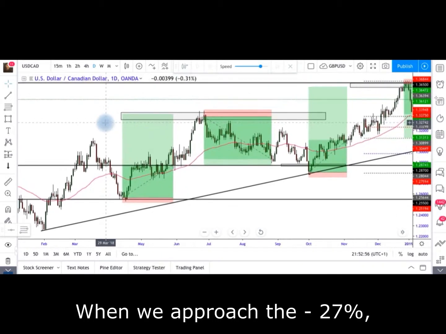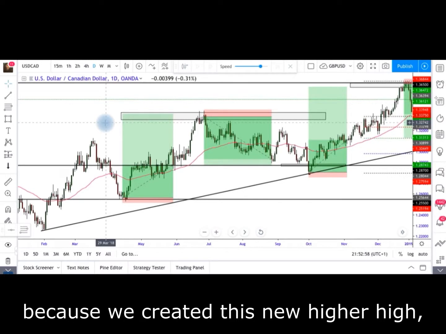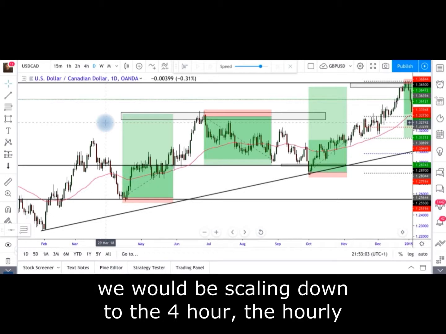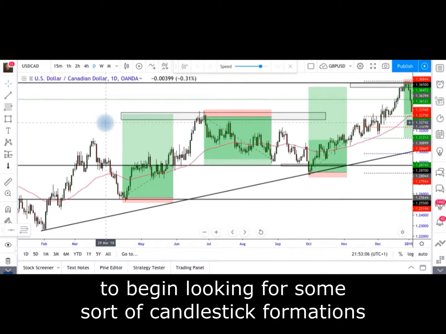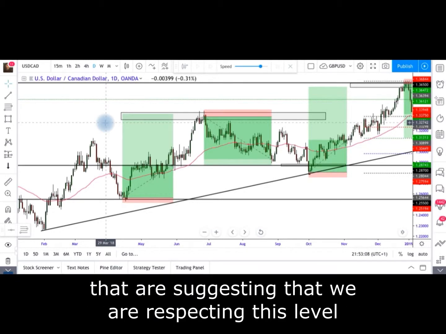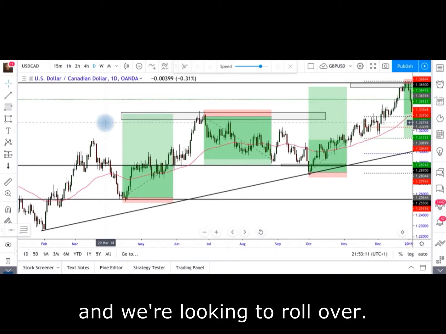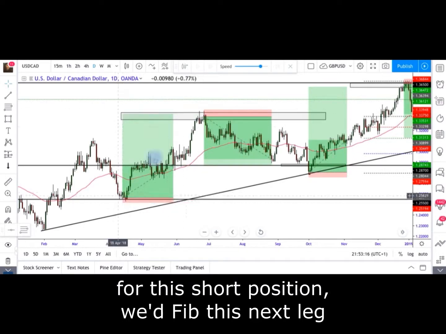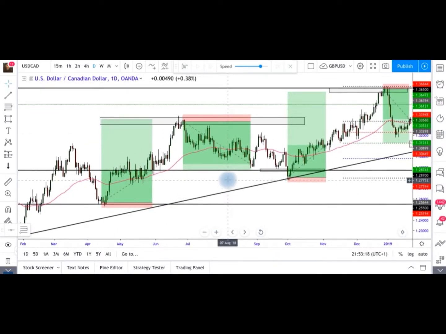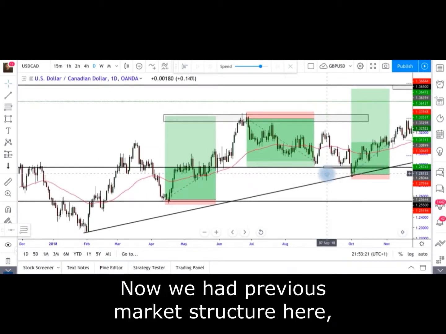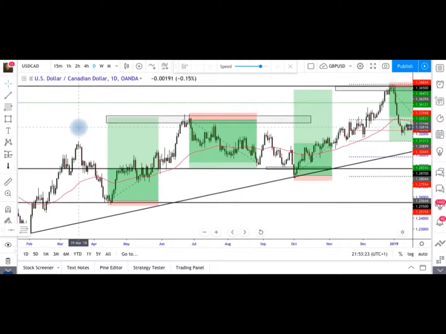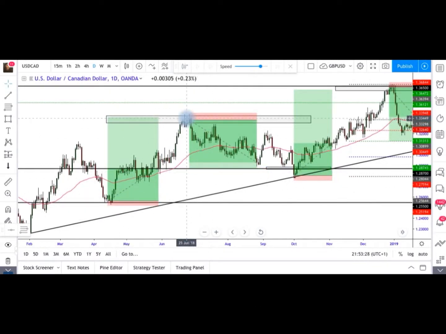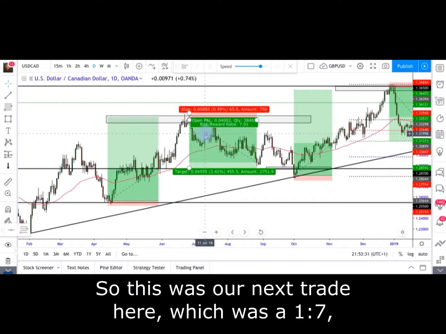When we approach the minus 27%, because we created this new higher high, we would then be looking to place some short positions. So again, we'd be scaling down to the 4 hour, the hourly, to begin looking for some sort of candlestick formations that's suggesting that we are respecting this level and we're looking to roll over. So what we would do to place targets for this short position, we'd fib this next leg to try and find out where the next point is going to be. Now, we had previous market structure here, and this kind of zone here lined up with the 61.8 from this leg. So this was our next trade here, which was a 1 to 7.